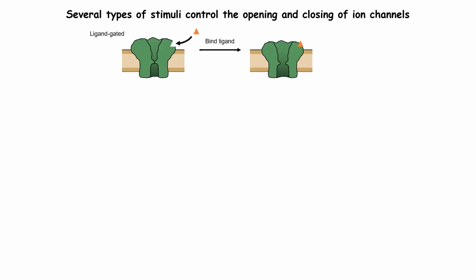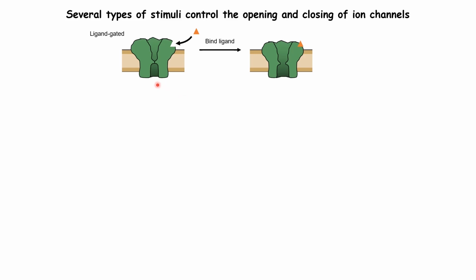In other words, what type of triggers control the gating of the ion channels? One type of stimulus are small molecules that can come and bind to the ion channels. So these are known as ligands, and these ion channels can be called the ligand gated ion channels. So if a ligand comes and binds on the ion channel, it interacts with the amino acids on the channel, and these interactions can result in the change in the 3D conformation of this protein. So the channel can go from the closed state to an open state or vice versa.